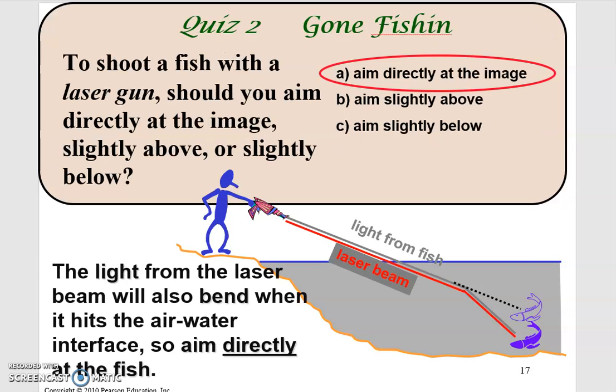So the answer is A, because the laser beam will be bent when it enters the water. So even though the real fish is here, this is the image you see. But if you aim at the image of the fish, you can still hit the fish, because the laser beam will still be bent and hit the real fish. So you can see the difference depending on whether you're using a bullet or the laser beam. It is a source difference, yeah?